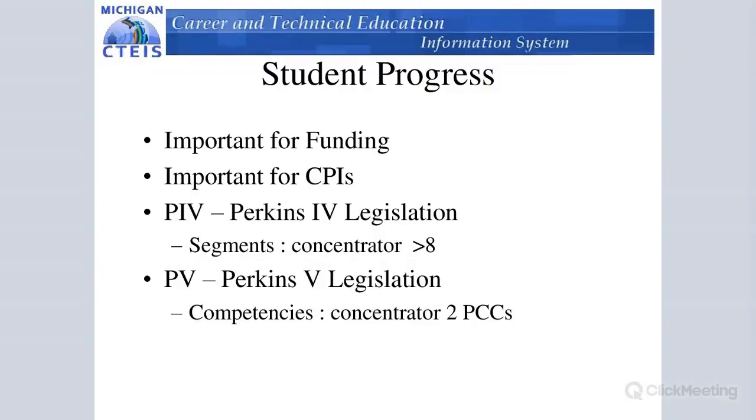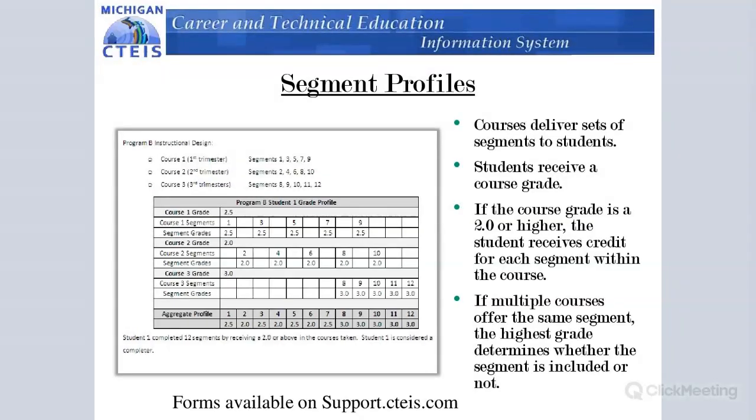All right. If we take a quick look at the Perkins 4 courses where you're using segments, again, for Perkins 4, you had the option of having 12 segments, and all of the standards were broken up into those 12 segments. And you would have a course. In this case, they would show course 1, which would have segments 1, 3, 5, 7, and 9. And then course 2, which would have 2, 4, 6, 8, and 10. And then course 3, which would have 8, 9, 10, and 11. And then if the student took all 3 courses, they would therefore accumulate all 12 segments and would be considered a completer of that program.